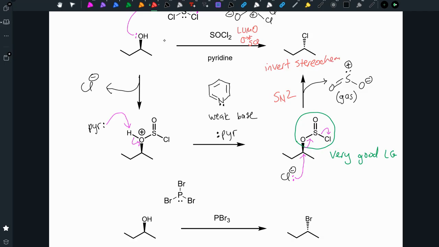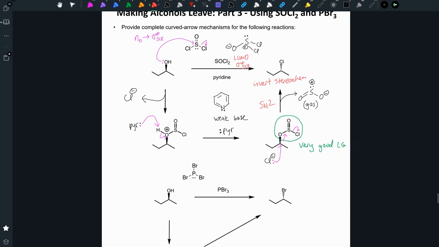So when we started, the OH was wedged. Now the chlorine is dashed. So thionyl chloride is a reagent that we can use to convert an alcohol to an alkyl halide. And then that alkyl halide now has a good leaving group. Now we can add a different reagent. So if I wanted to, I could replace that chloride with any of those nucleophiles that we saw we can use in an SN2 reaction.